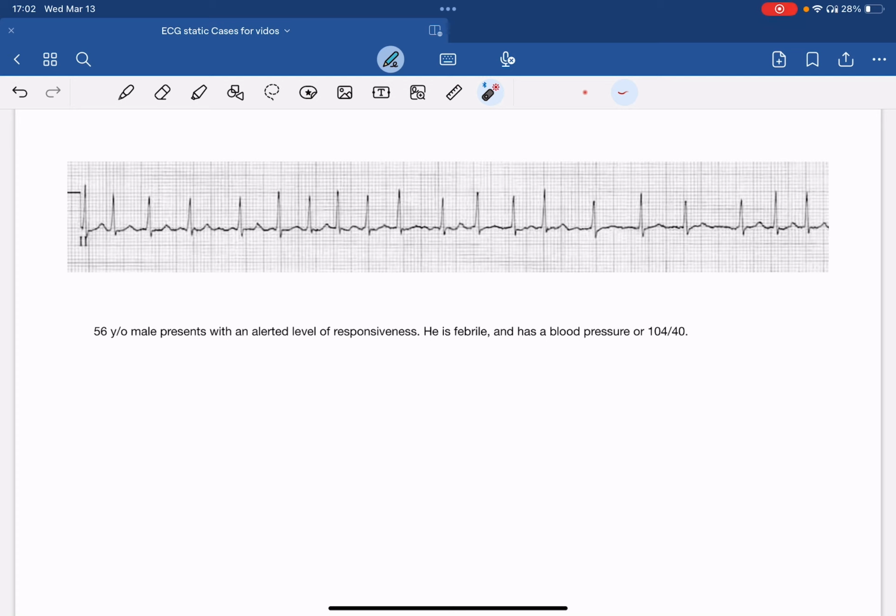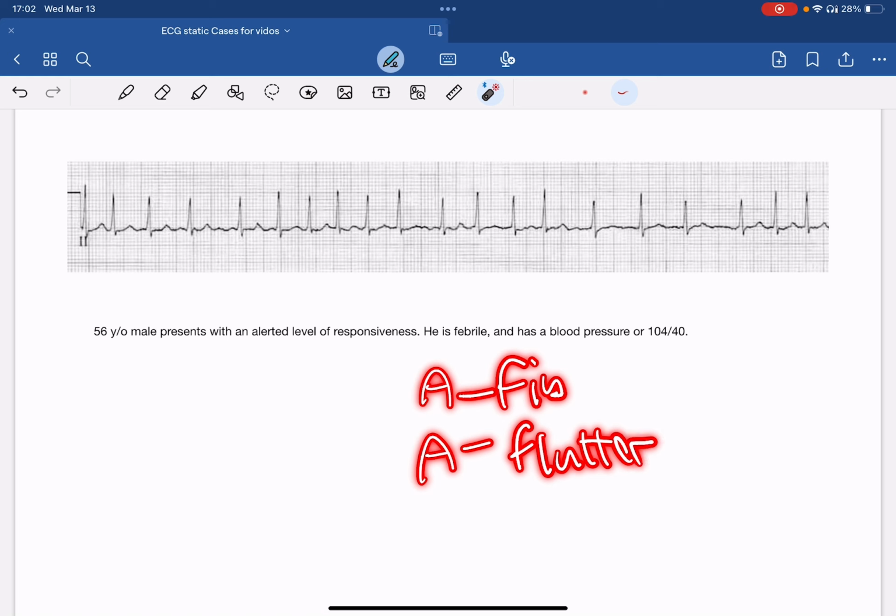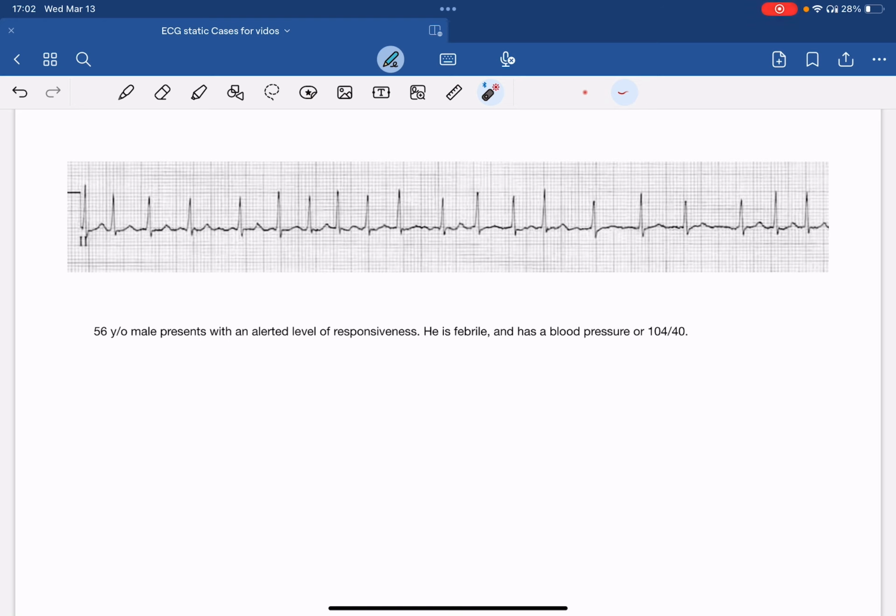Now, because of this, we can identify that the rhythm is irregular, and when you're presented with an irregular rhythm, there's really only two or three things that can cause that. You either have A-fib, a flutter, and sinus tach can also produce some irregular rhythms.